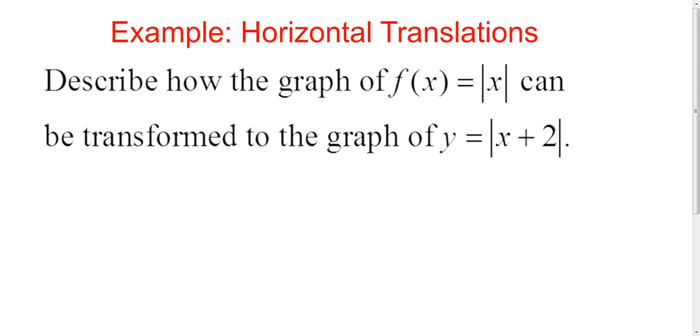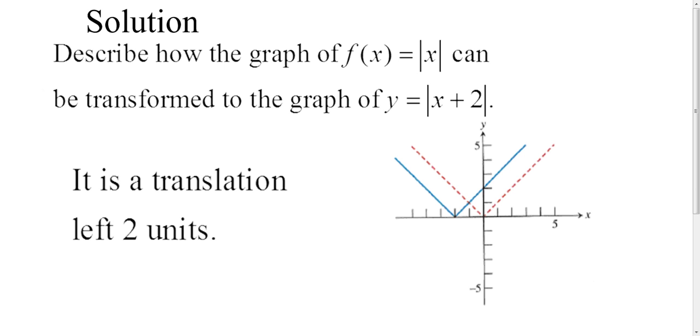The difference between that and this one is that now what you've added and subtracted is inside the actual function. And it's actually opposite of what you think. If it's a plus sign right here, it actually goes left. So this graph is going to go left 2 units. If it was a minus sign in there, it would go to the right, but it's an addition, so it will go left. So it will look something like that. The red dotted line is the original, and when it moves left 2, it becomes the blue line.